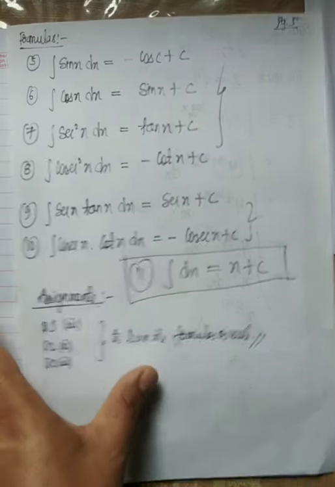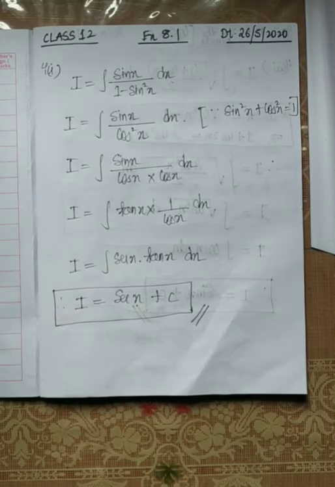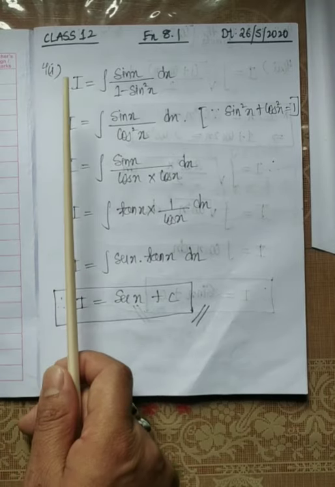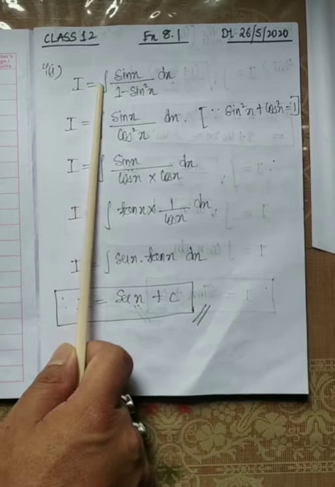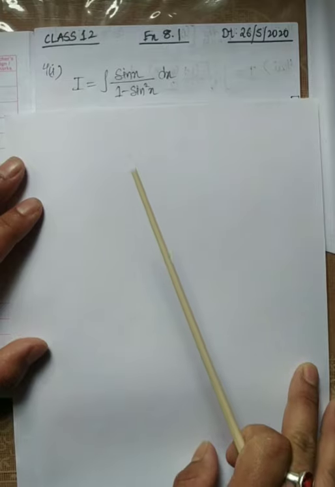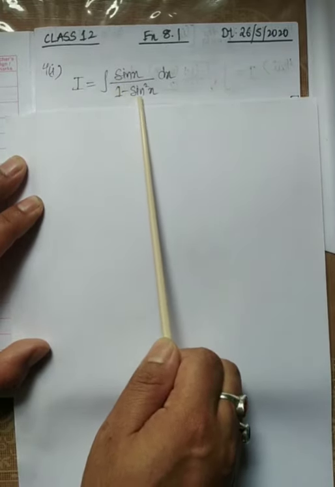And now I'm starting with the exercise. The same exercise, but question number 4 we haven't done, isn't it? So I'm starting with 4 part 1. In question number 4 part 1 we have integration of sin x divided by 1 minus sin square x.